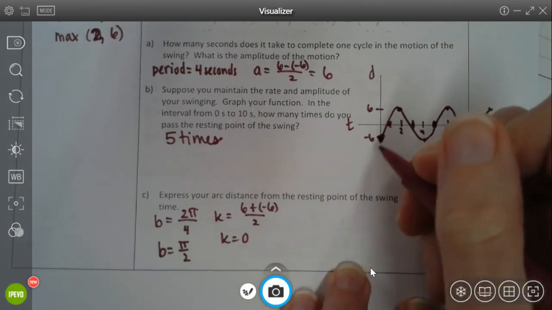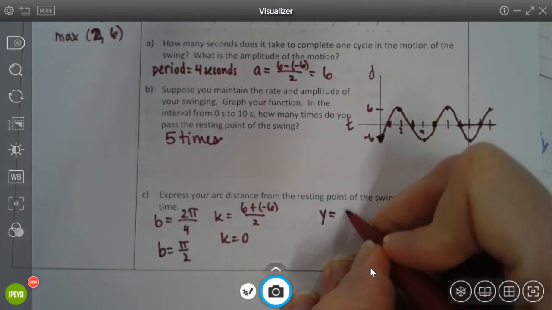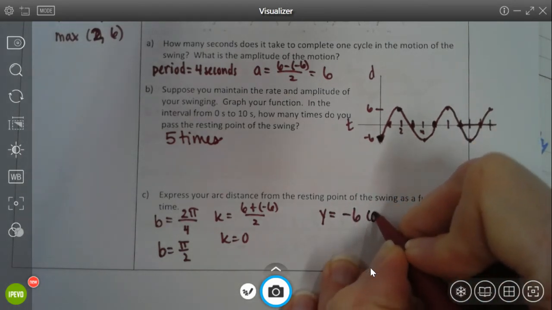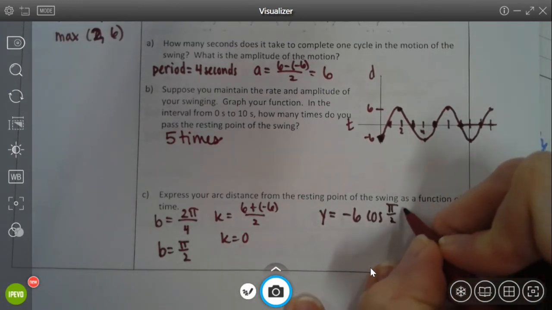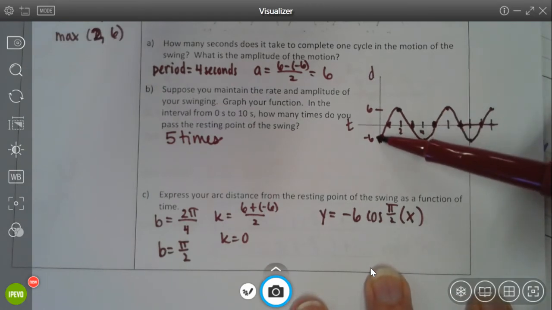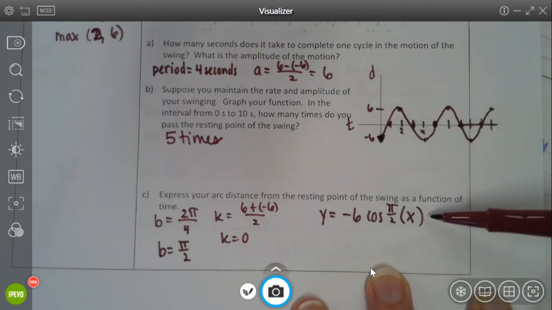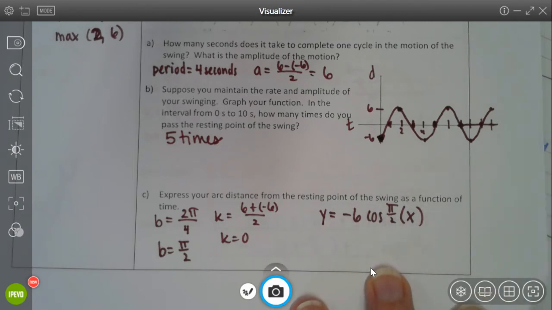So if I'm going to write a cosine model, I might choose this point right here, and I would say, all right, well, that's negative 6 for my negative a cosine. My B value was pi over 2. I had no phase shift, so I'm going to just put x there. I don't need to add or subtract anything, because again, I stayed right at 0 to start the cycle. And then our K value was 0, so I'm not going to put plus or minus anything at the end here. So this would be a nice, perfect model for that.